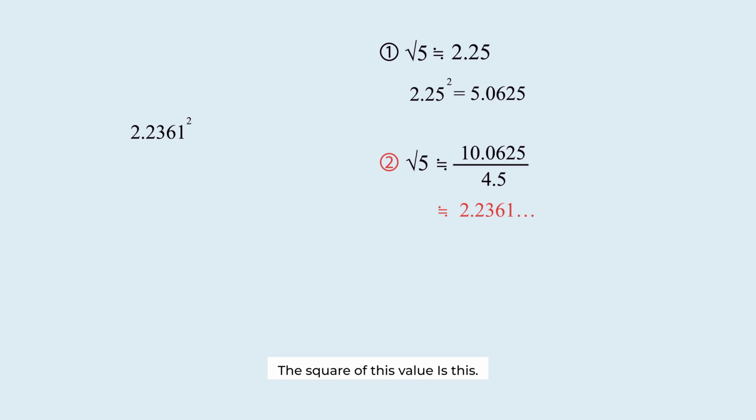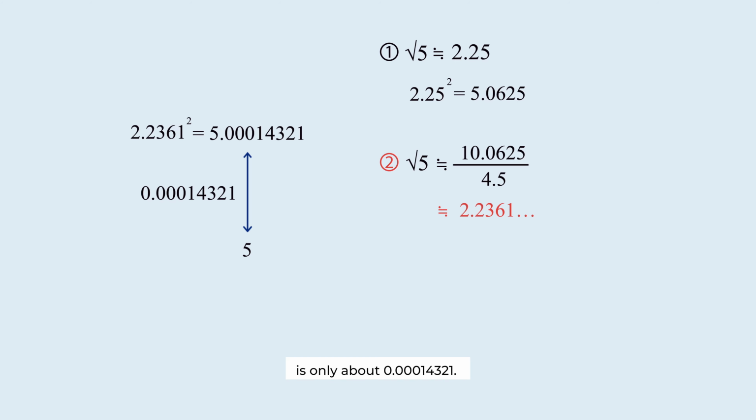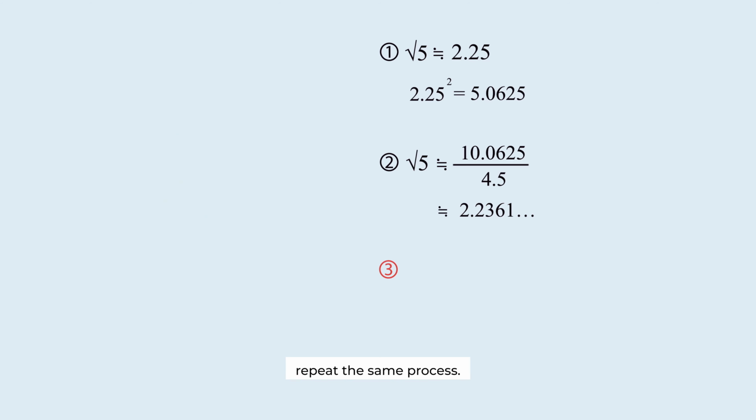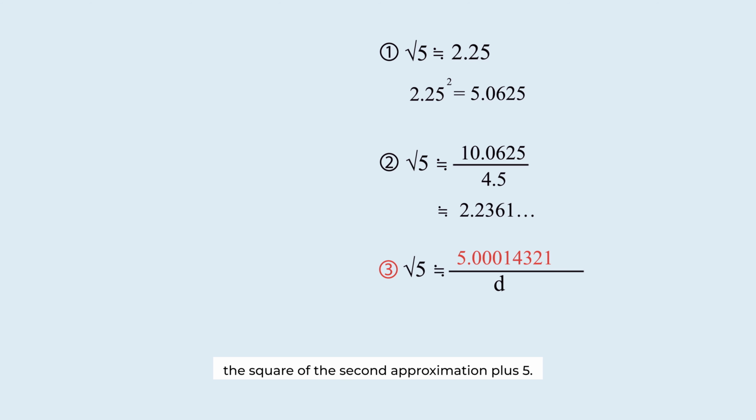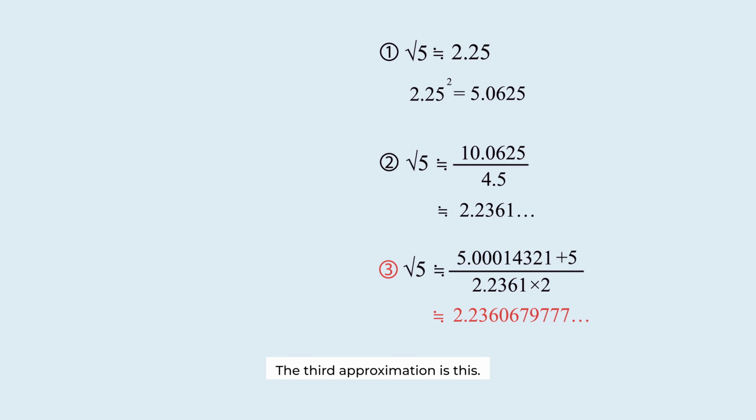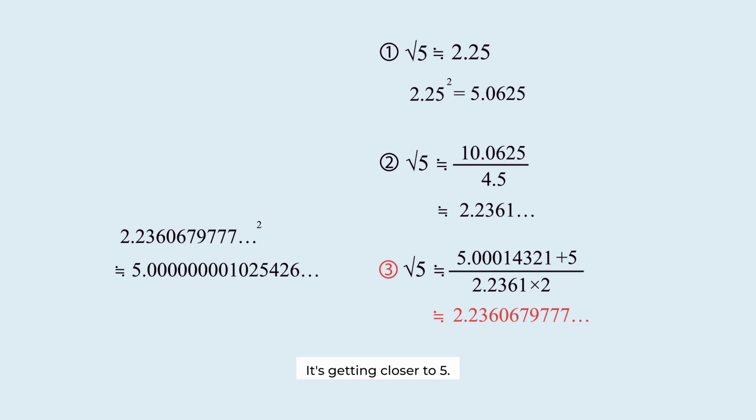The square of this value is this. The error from 5 is only about 0.0001431. To reduce the error even further, repeat the same process. The numerator is the square of the second approximation plus 5. The denominator is the second approximation times 2. The third approximation is this. The square of this value is this. It's getting closer to 5.